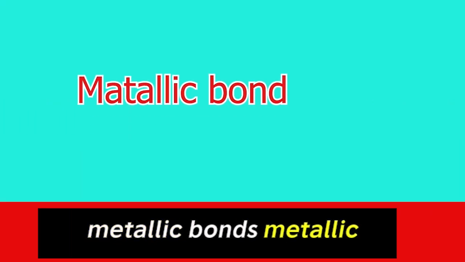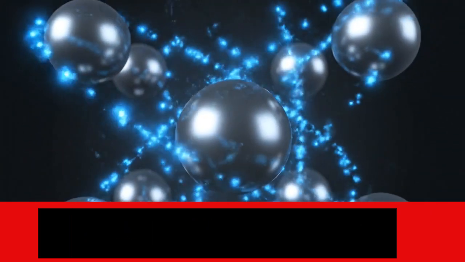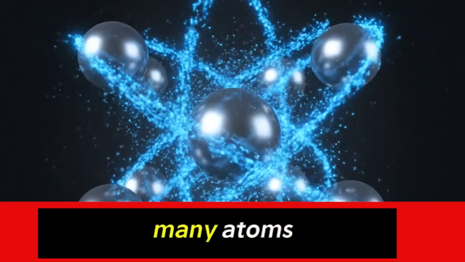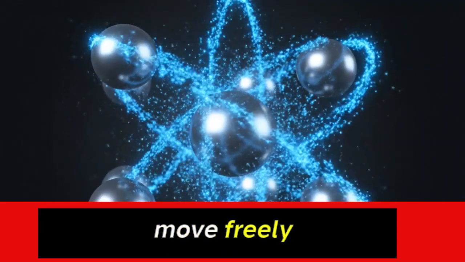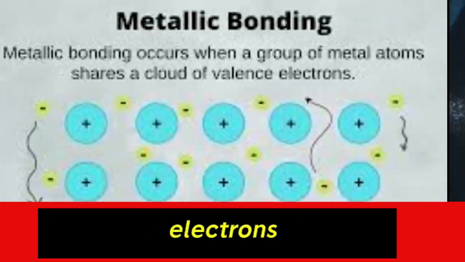Metallic bonds. Metallic bonds are found in metals. Metal atoms share their electrons with many atoms. These electrons can move freely. This is called a sea of electrons.